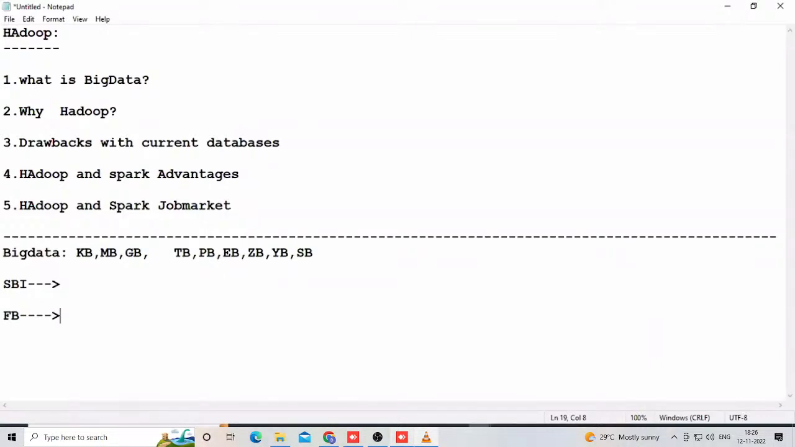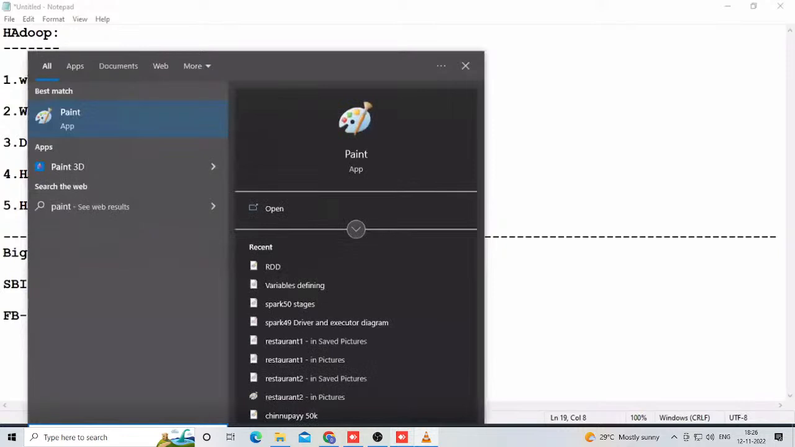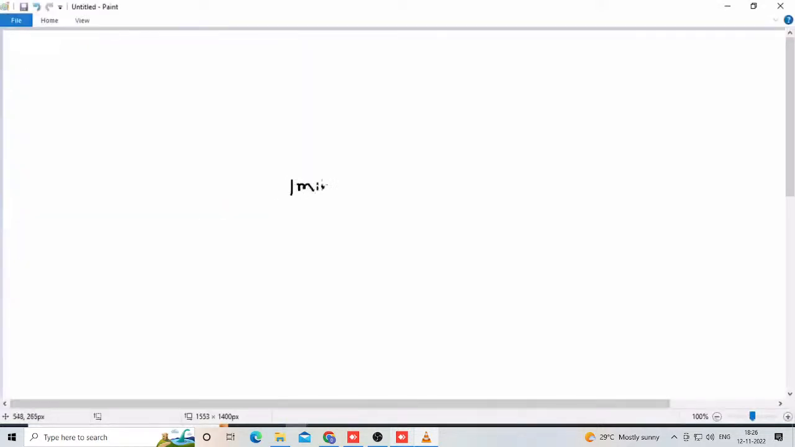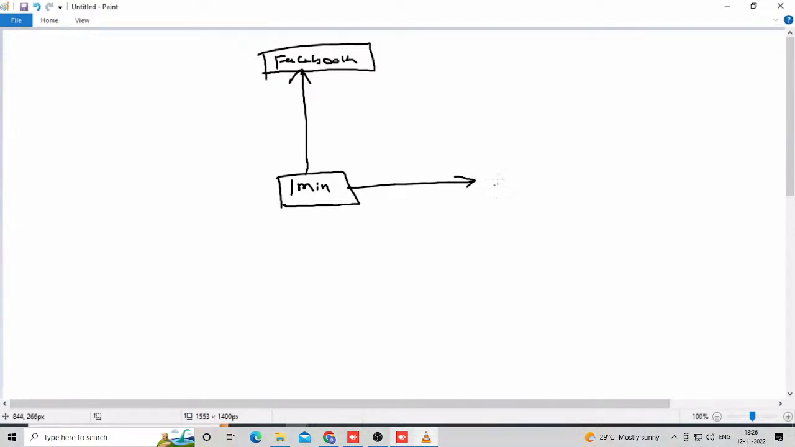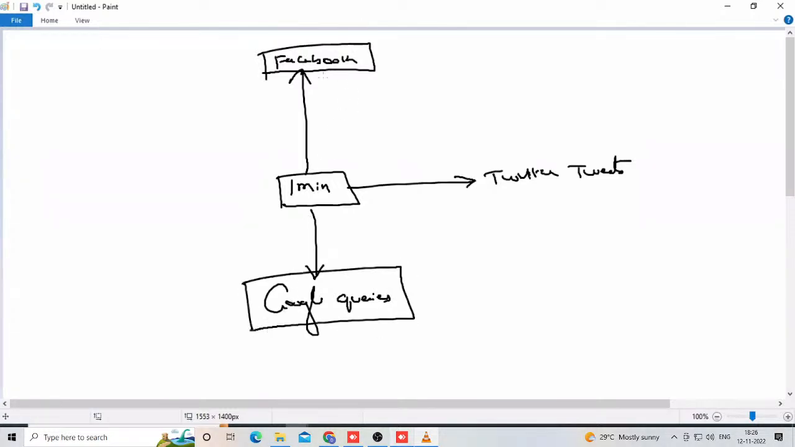Not only Facebook, today any application is generating huge data. If I just take one minute of transactions, they are generating huge data. Millions and trillions of users making multiple transactions. Twitter tweets keep on generating. You are querying Google, so Google queries are huge data. What is the data generated by Google in a minute? Or you are creating your own videos and uploading them to YouTube. What should be the storage capacity to store all the videos?